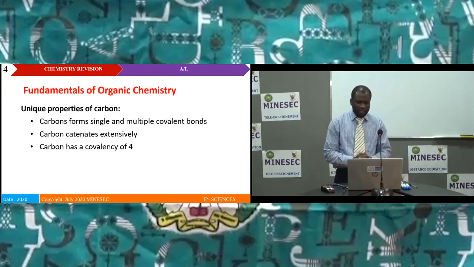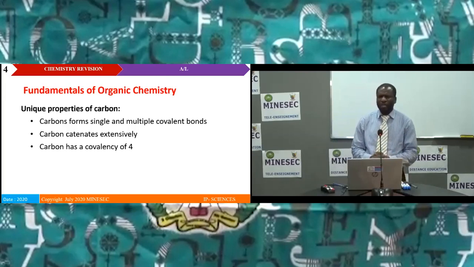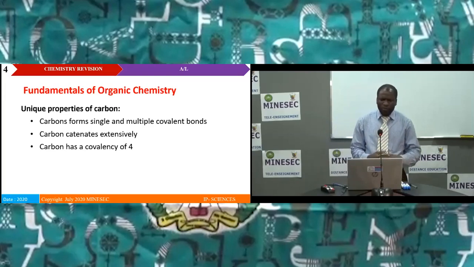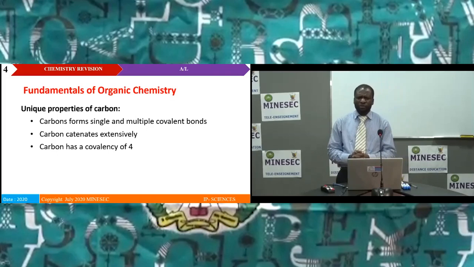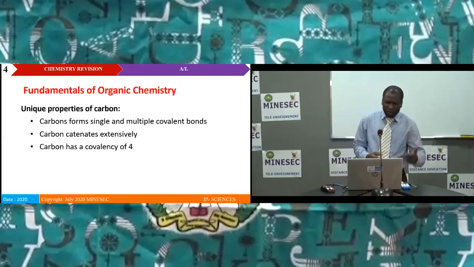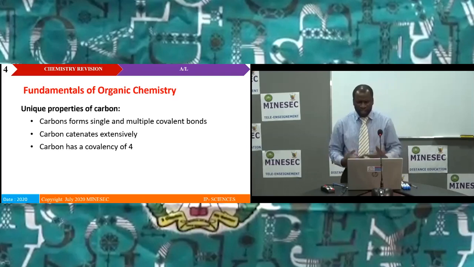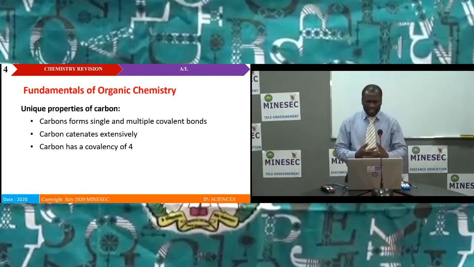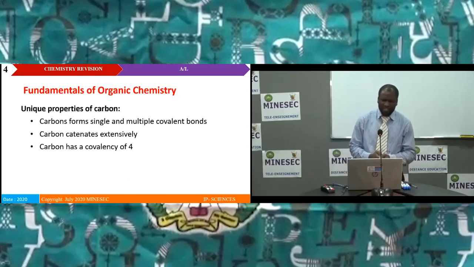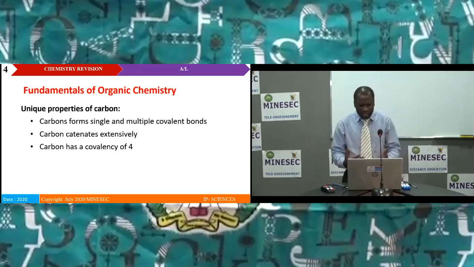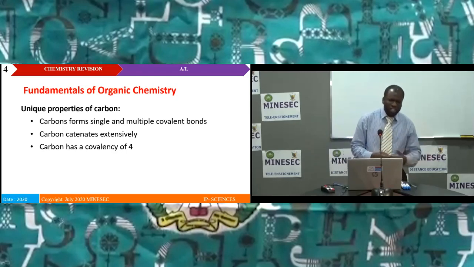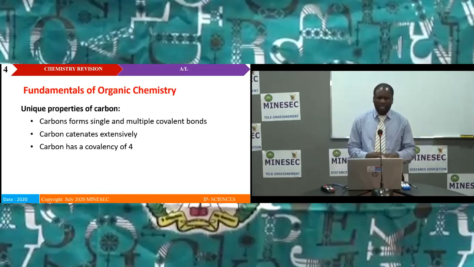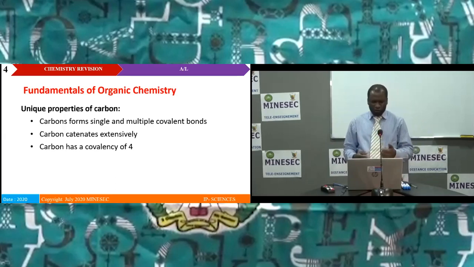Fundamentals of organic chemistry. The unique nature of carbon. Carbon is very unique due to the fact that it can form single and multiple bonds. It can form single, double, and triple bonds with itself and other atoms. Carbon again undergoes catenation. Carbon catenates extensively. That is, carbon is capable of forming rings or chains of identical atoms through covalent bonding. And carbon has a covalency of 4.